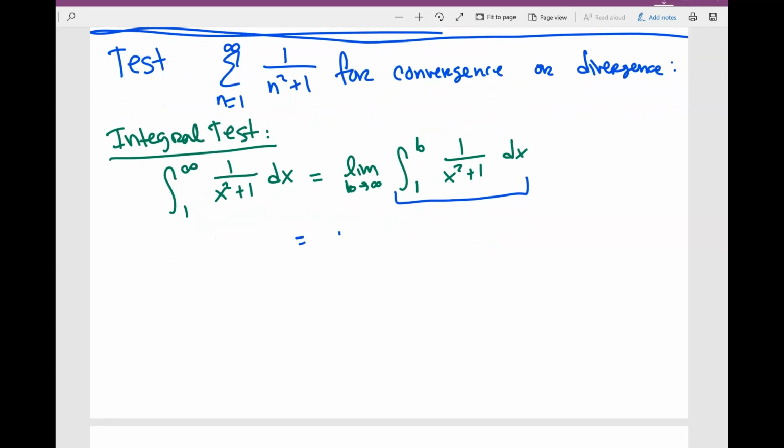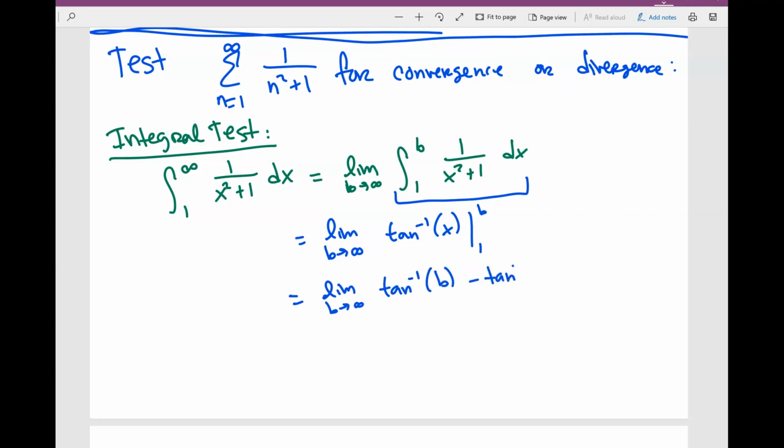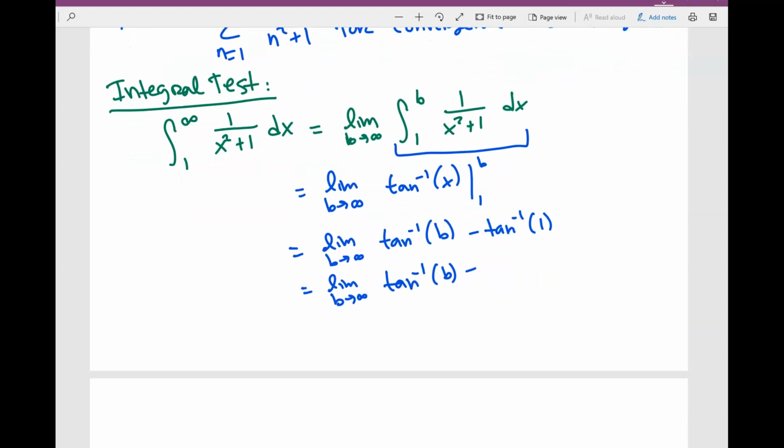So it's going to be the limit as b goes to infinity of tangent inverse of x, between 1 and b. So I'm going to have the limit as b goes to infinity of tangent inverse of b minus tangent inverse of 1. Then you want to simplify this a little bit more. Limit as b goes to infinity, tangent inverse of b, and then tangent inverse of 1 is going to be equal to pi over 4.